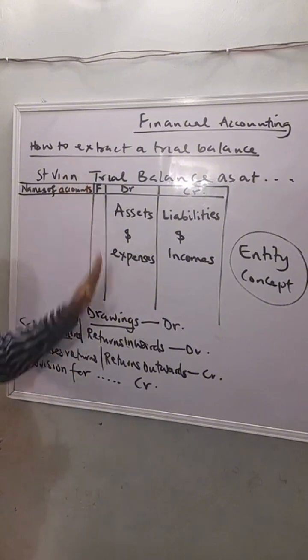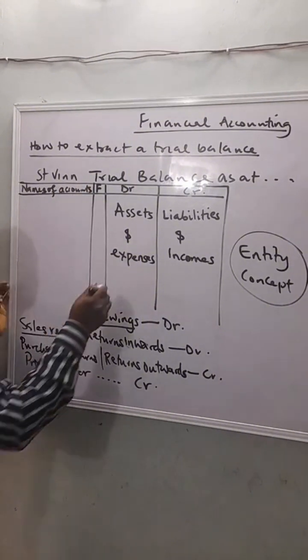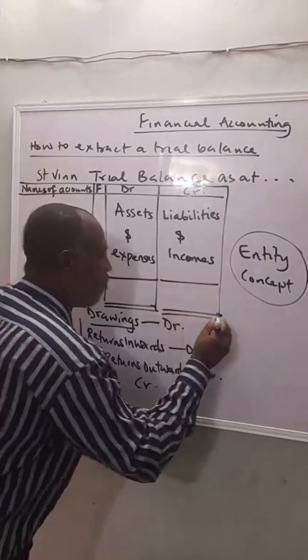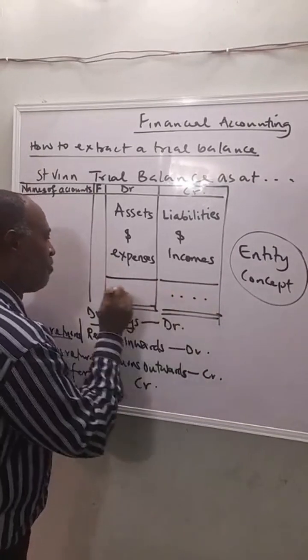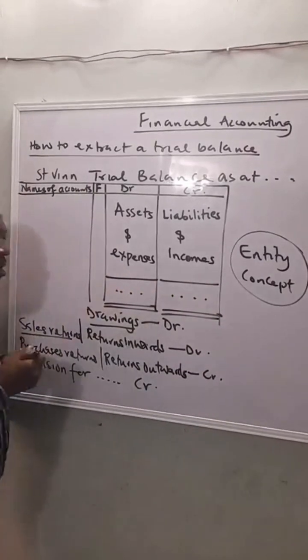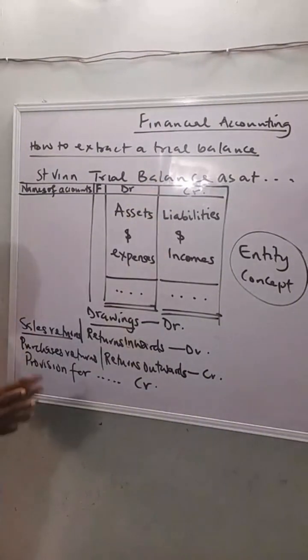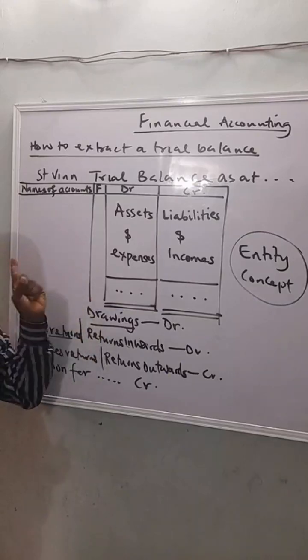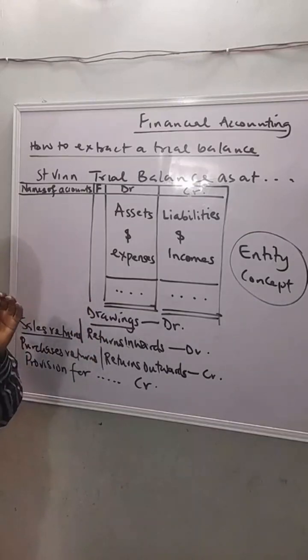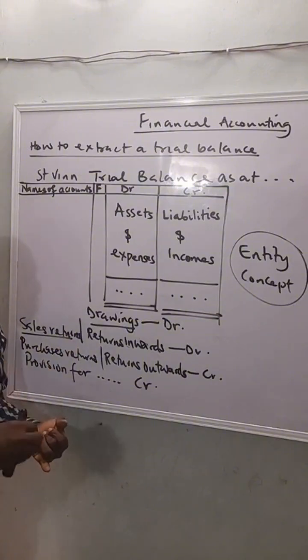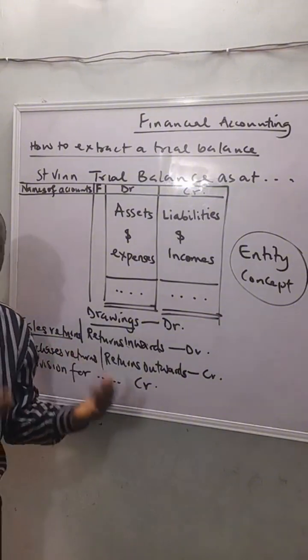This is how to extract a trial balance. And if you have done it very well, the two sides must agree. If the right figures have been entered on the debit side and entered on the credit side, the trial balance will agree. And without your knowledge of trial balance, accounting could be a little bit challenging. Because if you don't know trial balance, you cannot prepare final accounts or an income statement.